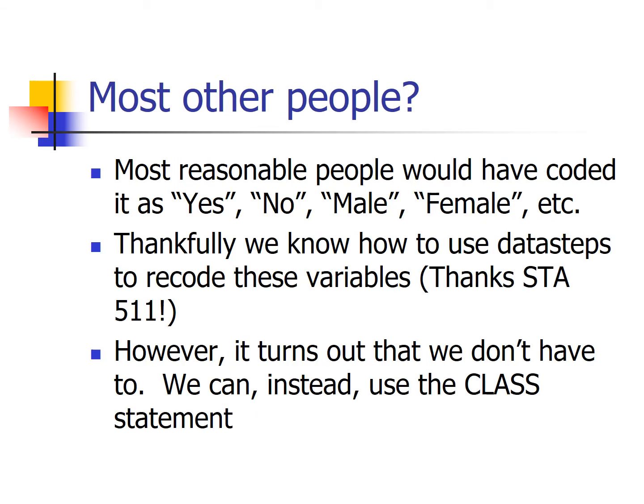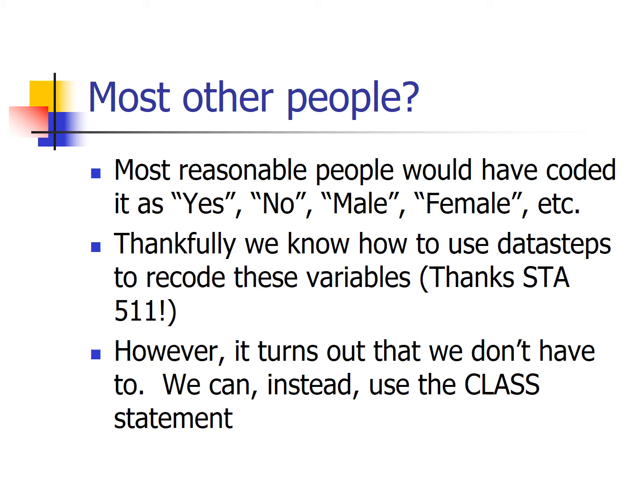However, we should observe nonetheless that a more reasonable person, yes, statisticians are not always reasonable, might have coded these variables instead of 0 and 1. They might have coded it as yes or no, y or n. They might have coded the sex variable as male, female, m or f. Now, that's not a big deal. It's not the end of the world, right?